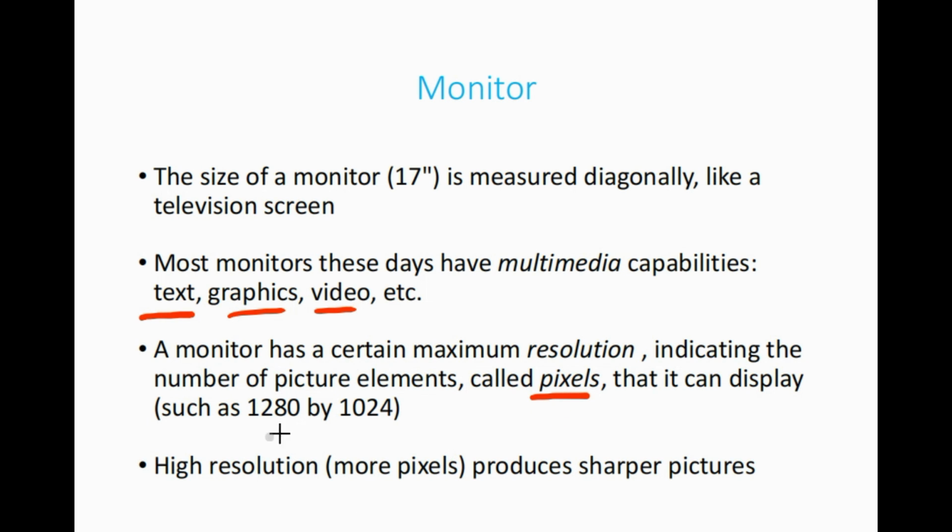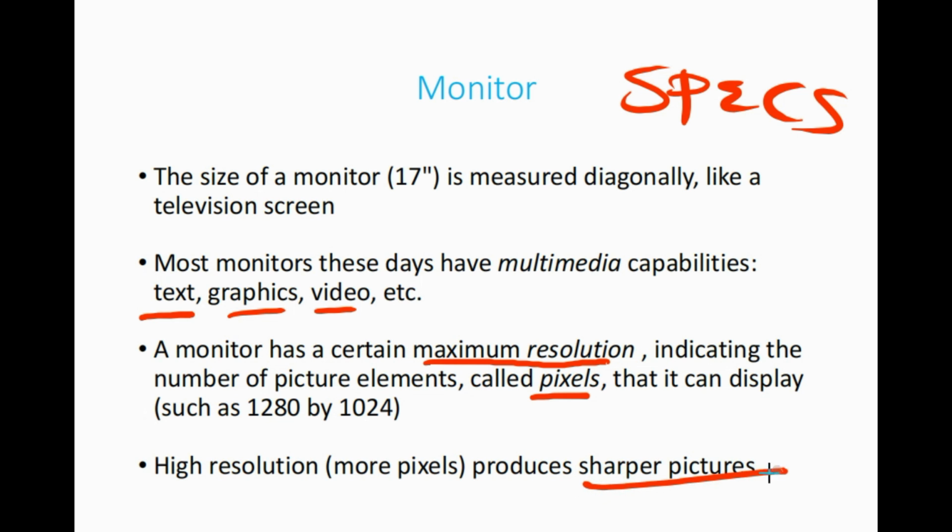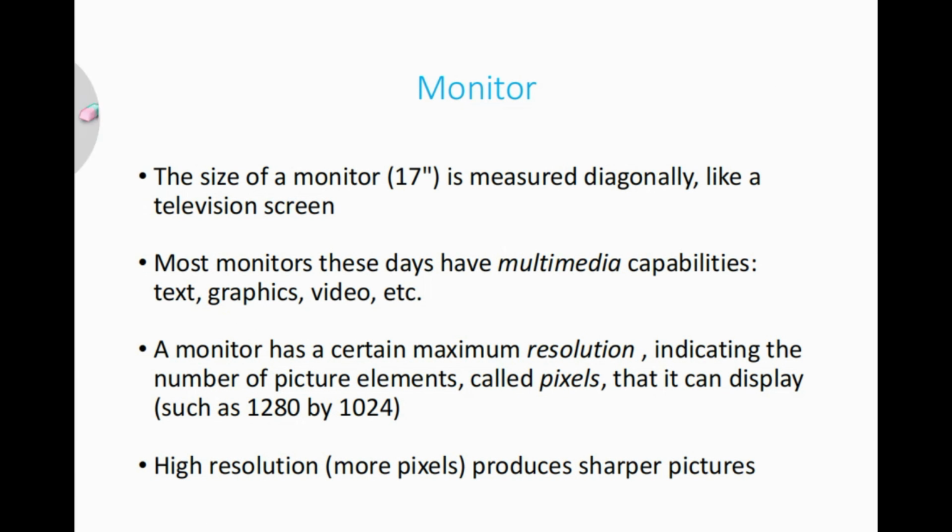I'm sure we know that laptops and computers have different sizes. So for their monitors, there is a maximum resolution that you need to find out when you're trying to buy. These are what we call specs. So you'll be able to see the size there. High resolution, or more pixels, produces sharper pictures. So this can come under multiple choice. Take note of it. Whenever the resolution is high, or whenever you have more pixels, you can produce sharper, more clear pictures.